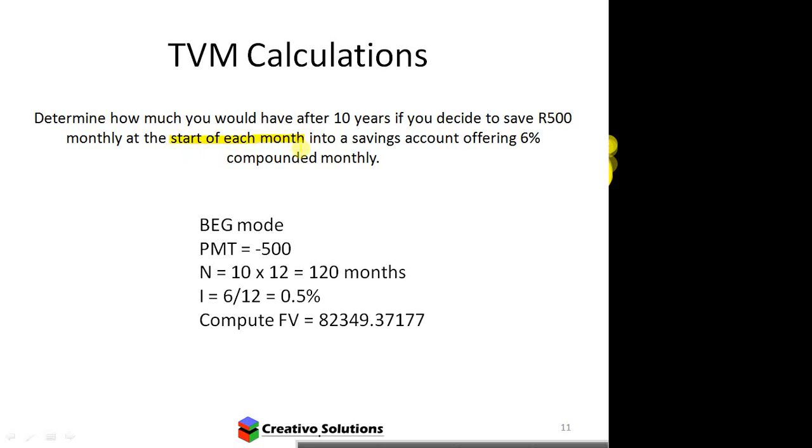The start of each month. Yes, start of each month. So if I start each month with an investment of 500 Rand a month, how much would I have after 10 years? 82,349. Yeah, you need to work it out on the calculator. So make sure you're getting the same figures.